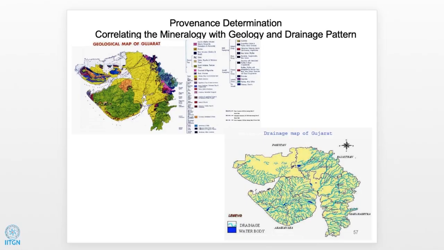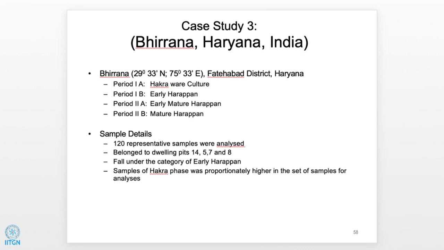So all these exercises were done, that provenance determination was done. You need to have an understanding of geology and drainage pattern. Then another case study, this is the third case study that I am showing, which is again provenance analysis, but I am using a different method here.